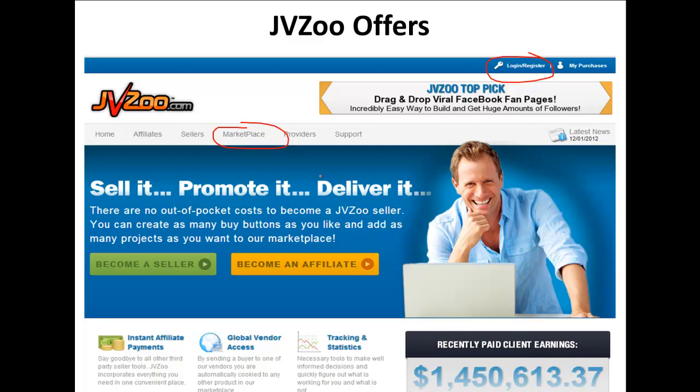Now, the difference here at JVZoo that I've seen so far is that a lot of their offers are very low priced, but they also instantly pay you through PayPal. So it's nice when you're using something to make money up front with, and you want to make money quickly. You'll find some good ones at JVZoo.